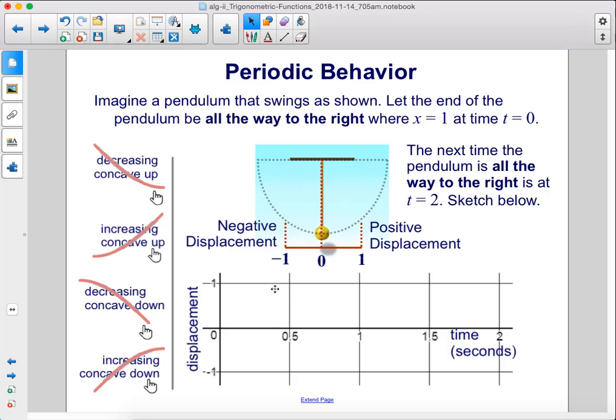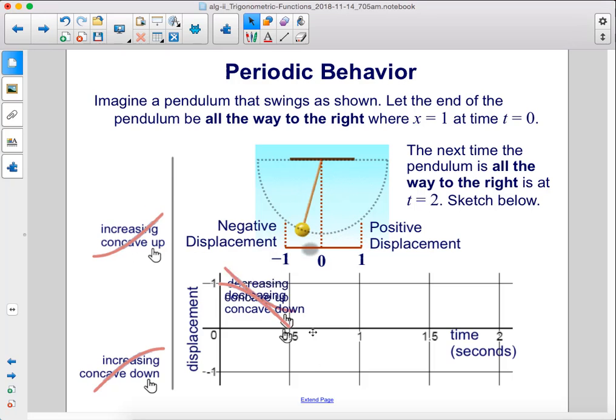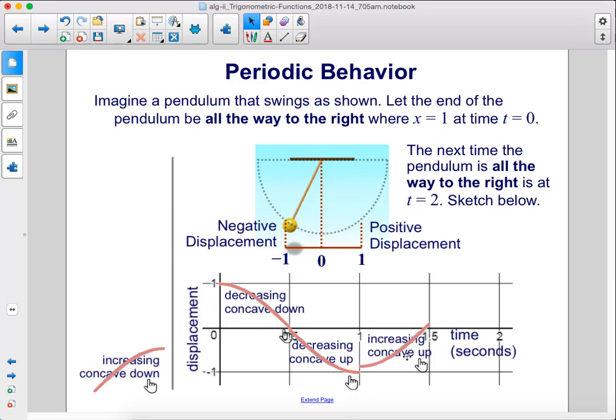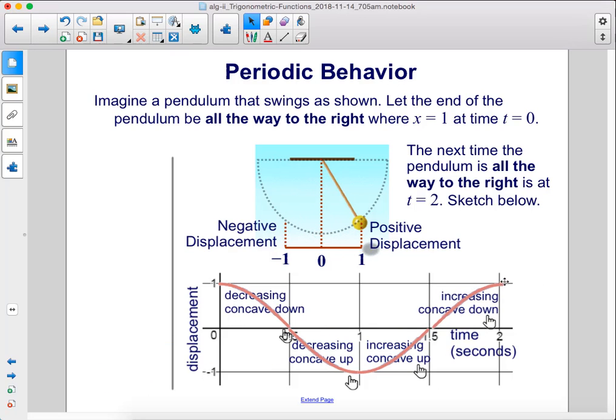So let's sketch that below. It starts out at time equals 0, x is at 1. So it starts out like this, and then goes like this, and then we have there. So at time equals 2, we're back at our value of 1.